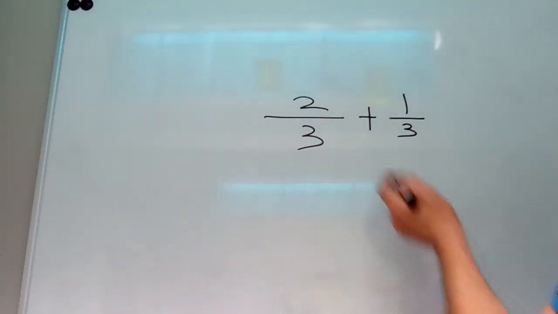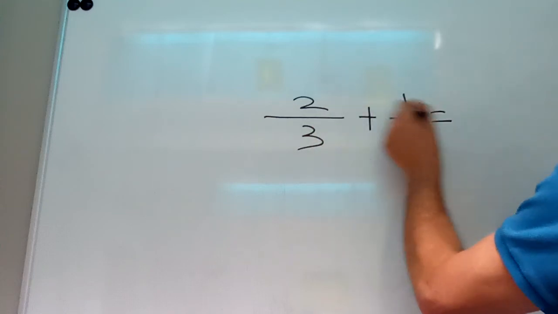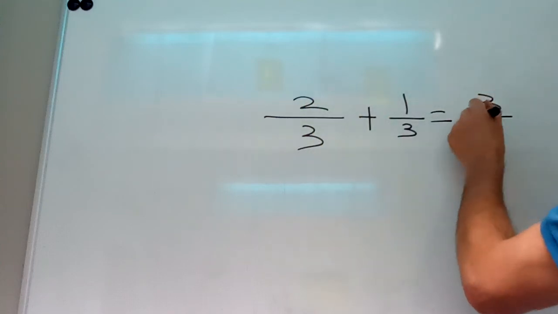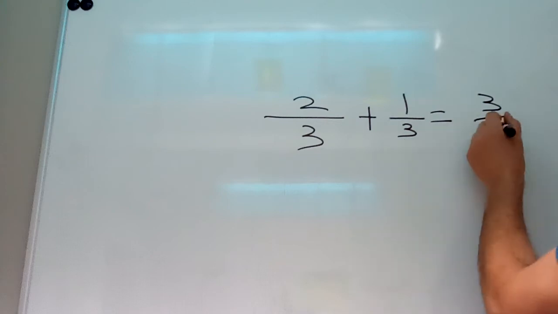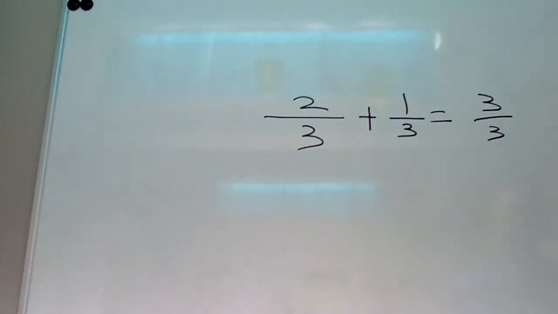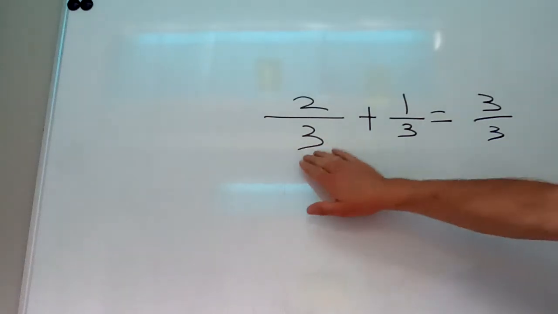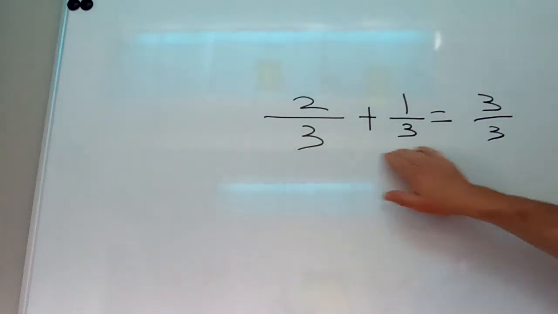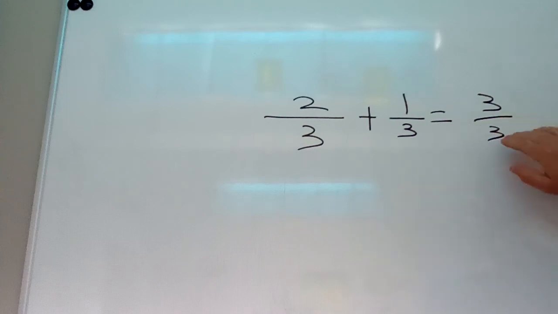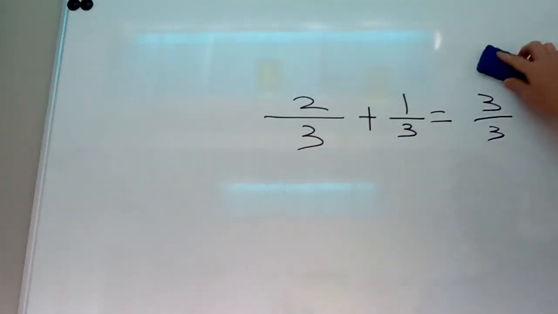Makes it really easy. All you have to do is add the top number. So 2 plus 1 is 3. We don't add these. We just keep our common denominator, and that would be 3/3. Okay, so you don't change this, you don't add these. If it's a common denominator in your answer, it's still going to be whatever that common denominator is. All you do is add your top numbers.